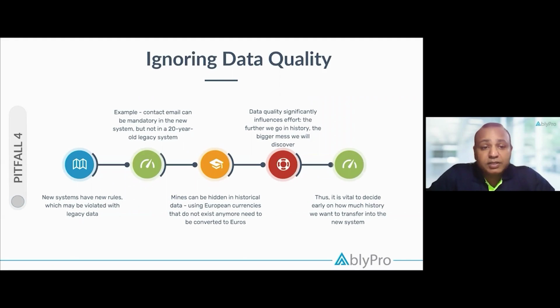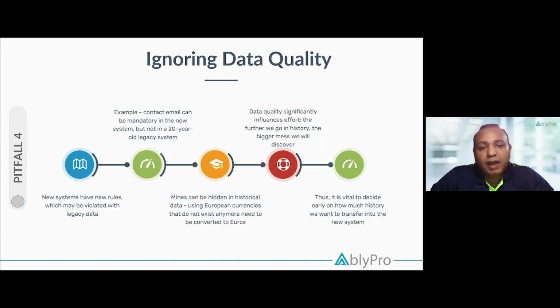Now, pitfall 4 is obviously, as I said, we all assume that all data that is there in the source system is good. There is no problem with it. But we should realize that it's not the case. New systems have new rules, and the legacy data might have problems. As an example, contact email can be mandatory in the new system, but in the old legacy system from where you are actually migrating, it might not be.